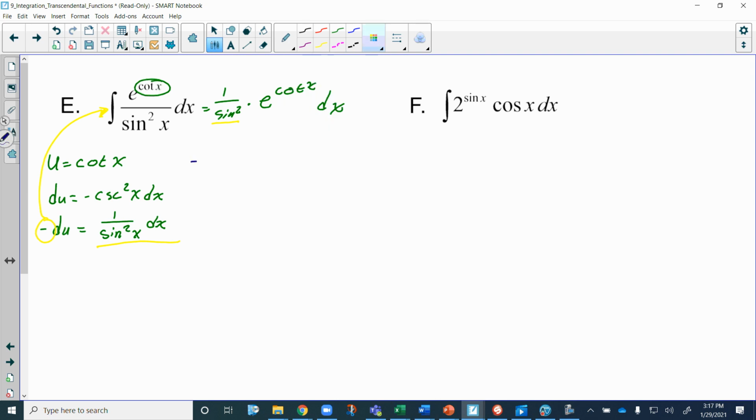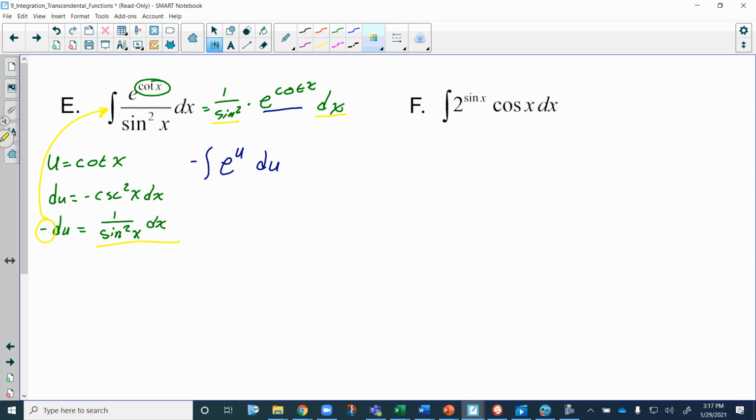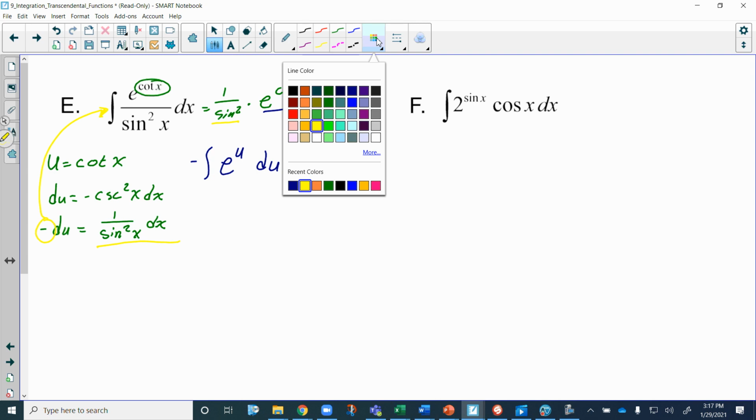So I'm going to say negative indefinite integral. In this case, we're going to wind up with e to the u. That's going to be this part here. That'll be e to the u and du. And so the du, and I probably should underline the dx here. So all of the stuff underlined in yellow, that's du, and the stuff underlined in the blue color is e to the u power.